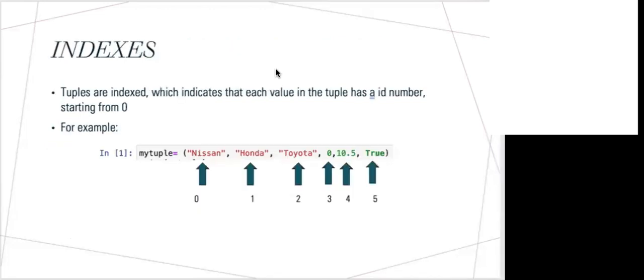Again, tuples, just like lists, are indexed, meaning that each tuple value has an ID number, just like a list does. For example, in this tuple, we have Nissan at 0, Honda at 1, Toyota at 2, 0 at 3, 10.5 at 4, and true for 5.